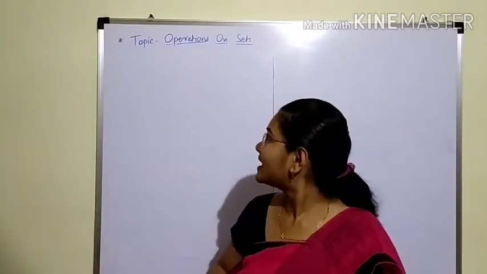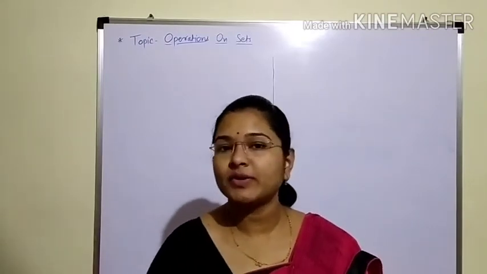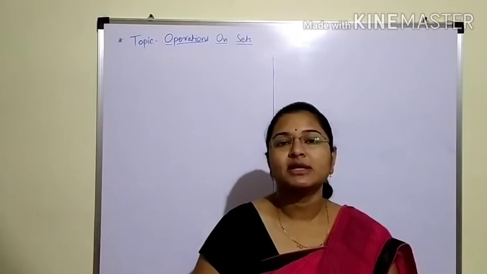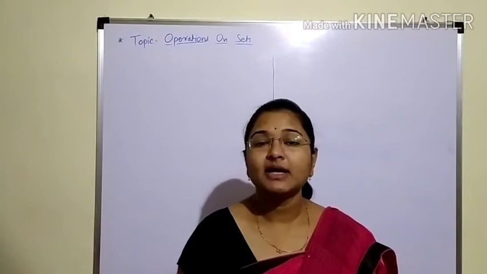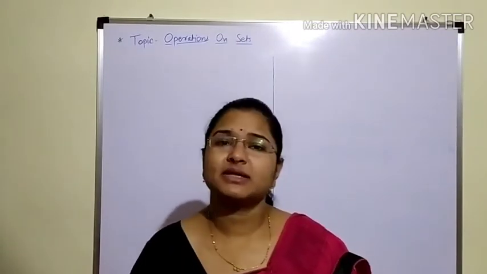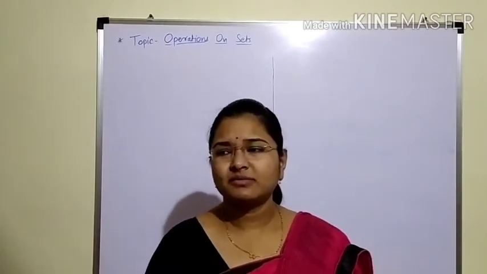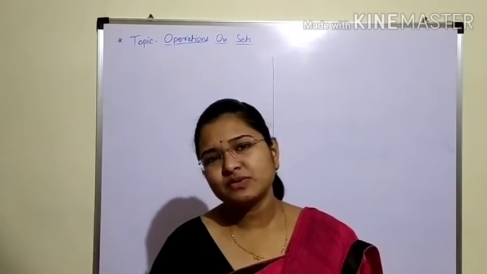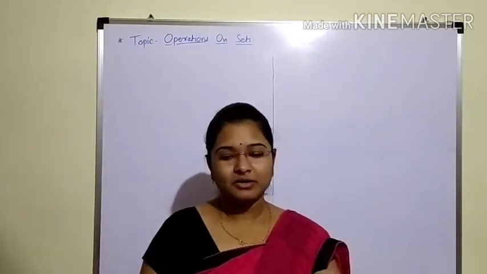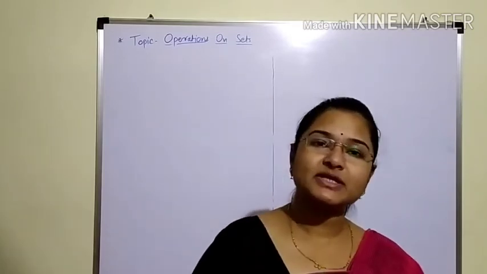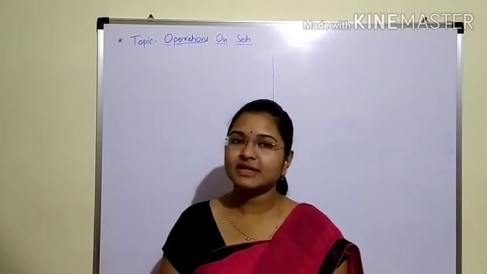Understood? Now we'll start with the new topic, operations on sets. Students, we have studied algebraic operations which we operated on numbers, like plus, minus, meaning addition, subtraction, multiplication, division. But in sets, any type of elements can be there, like alphabets A, B, C, D, or numbers 1, 2, 3, or any element we can take in a set. So how can we apply algebraic operations? We cannot apply them. So for sets there are different operations. Now we'll study those operations.